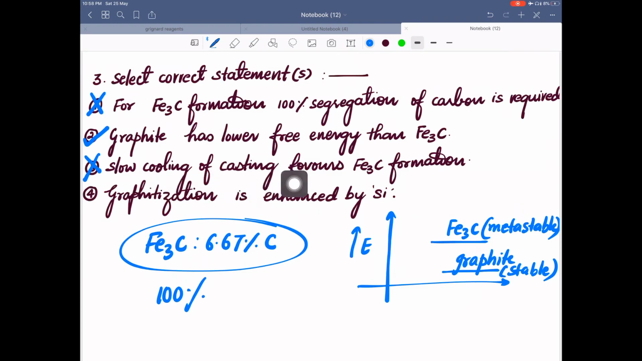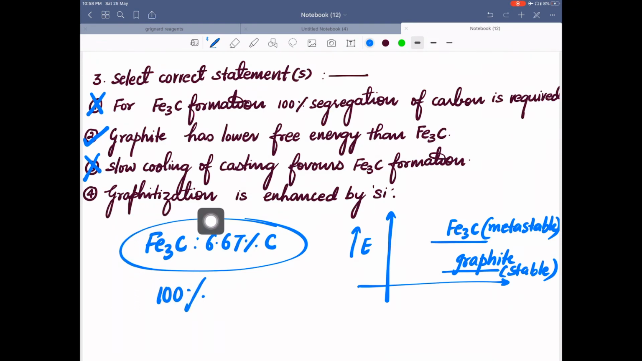In fast cooling, basically we get cementite, that is Fe3C formation can take place. In slow cooling, we will have high segregation and it will form graphite. Or we can say chill casting. Chill casting means you are rapidly cooling it by adding water. So in this case, we will have cementite formation.